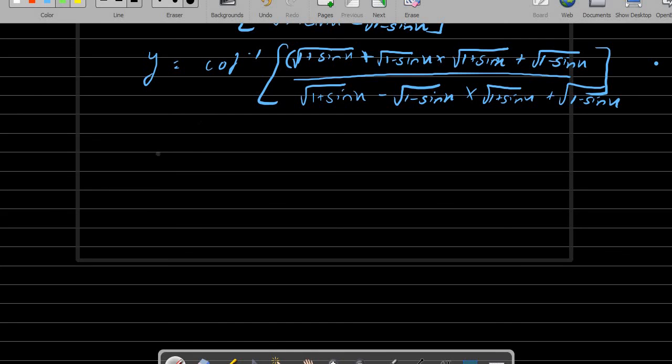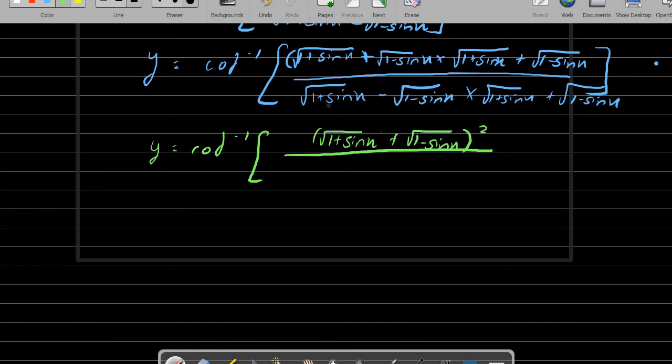Now y is equal to cot inverse. See, we can multiply this, right? This would be the whole square of under root 1 plus sin x plus under root 1 minus sin x. So I can directly write it as under root 1 plus sin x plus under root 1 minus sin x whole square, divided by, now this is a minus b into a plus b, right? So this would become under root 1 plus sin x whole squared minus under root 1 minus sin x whole square.